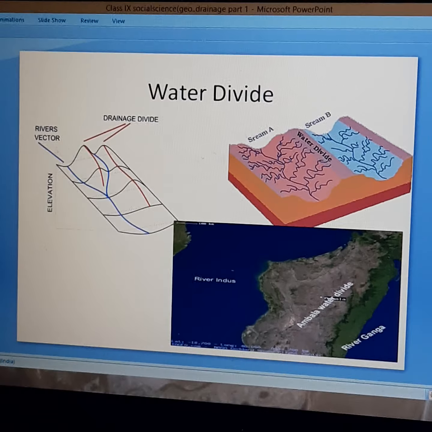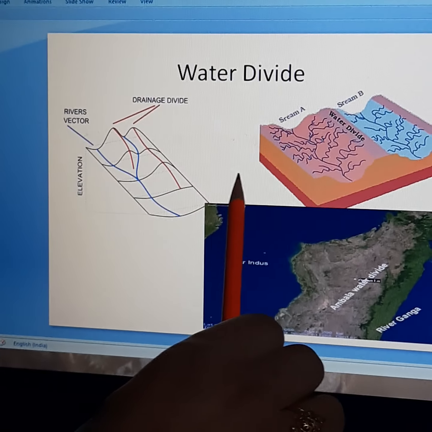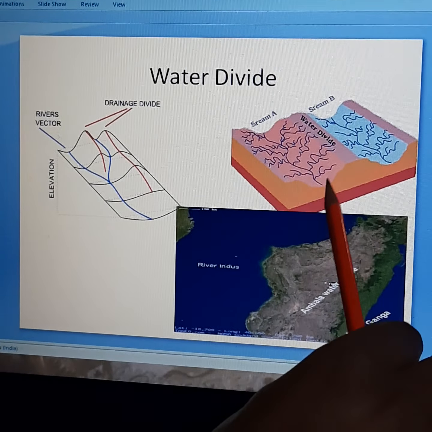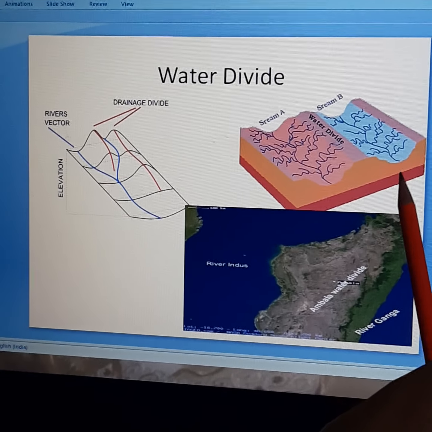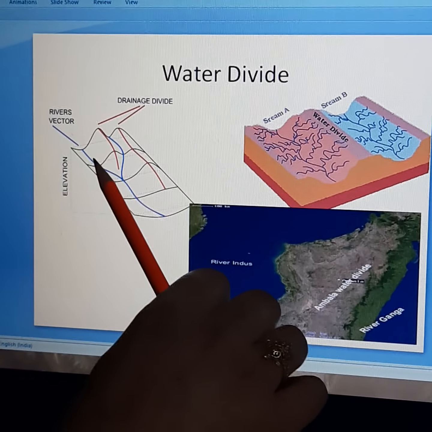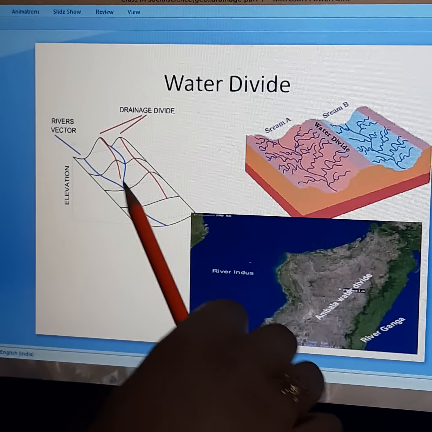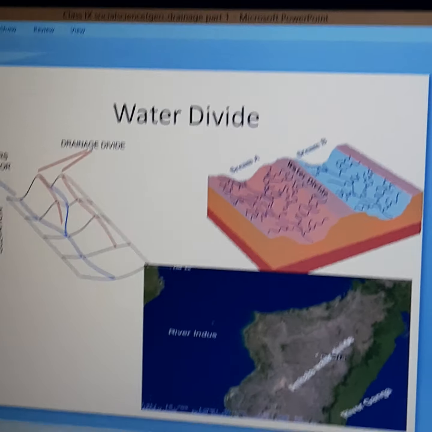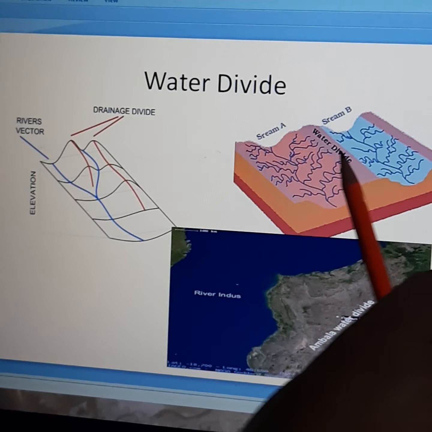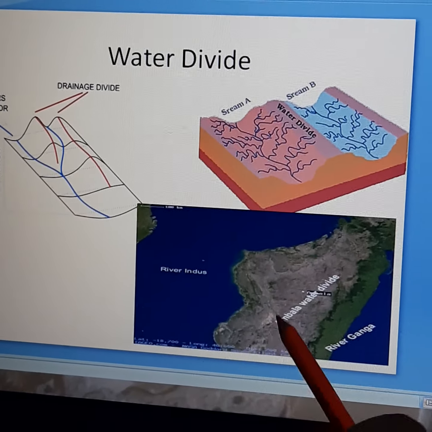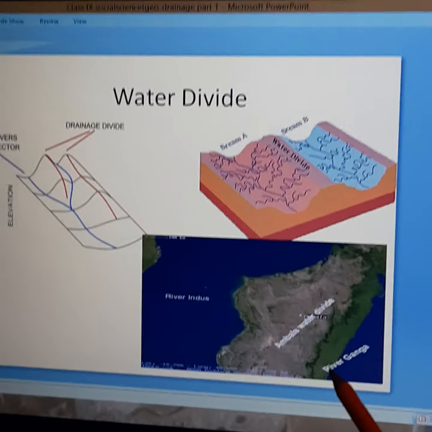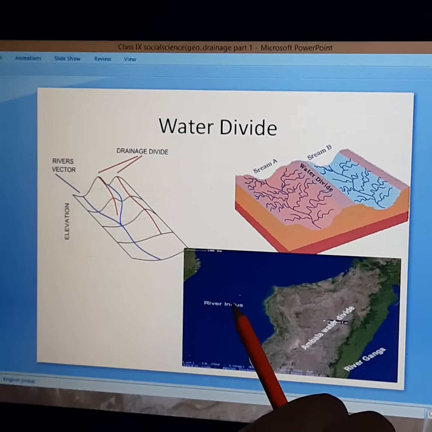Now children, if you observe this picture, it indicates that any elevated area, such as mountains or uplands, separates the drainage rivers into two groups. Such an upland is called a water divide. Here you can see the picture of the Ambala water divide, which is the water divide of the river Ganga and the river Indus.